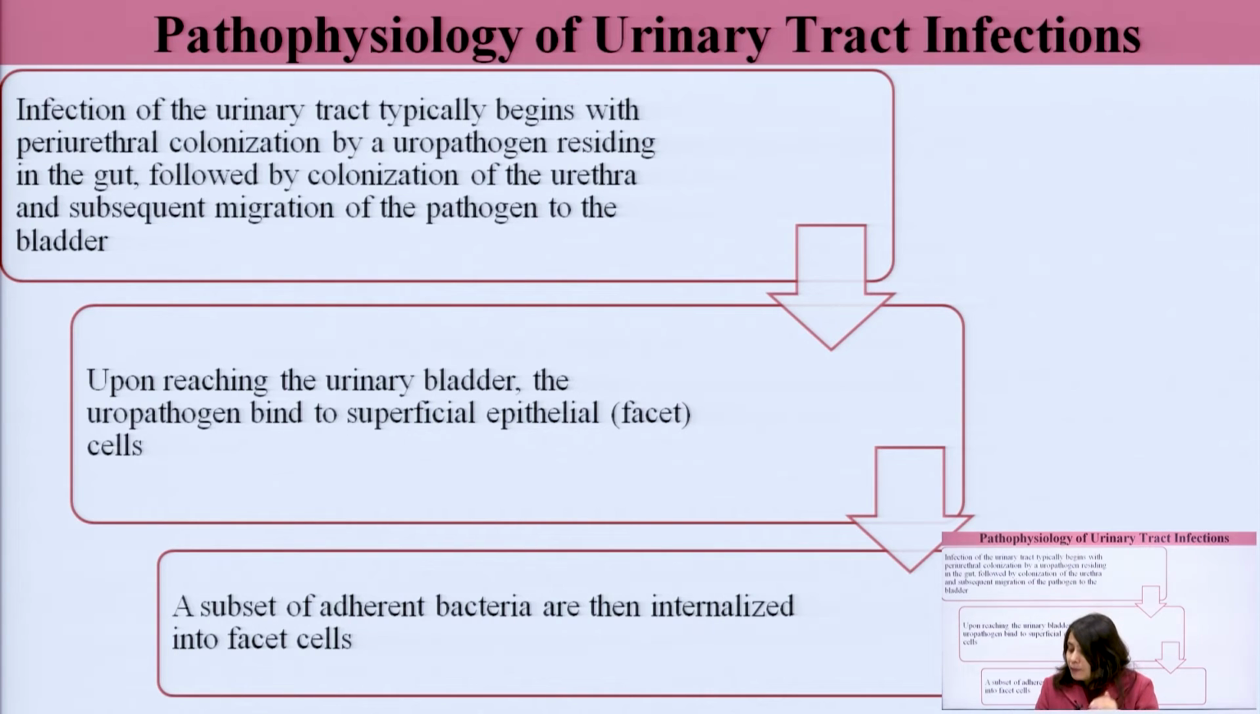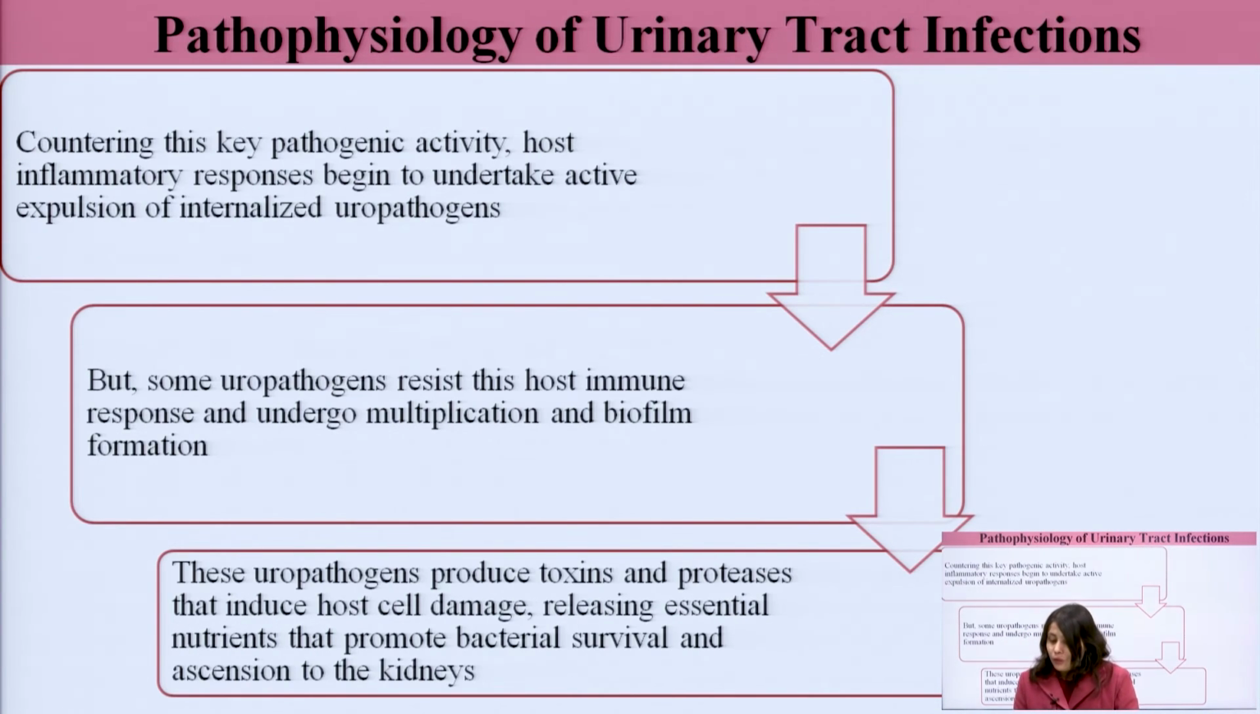A subset of adherent bacteria are then internalized into facet cells. They first basically attach to the superficial epithelial cells of the bladder. They are just lying there, attached, but ultimately their internalization takes place. Internalization means they enter inside these facet cells. Countering this key pathogenic activity, the host inflammatory response begins to undertake active expulsion of internalized uropathogens.